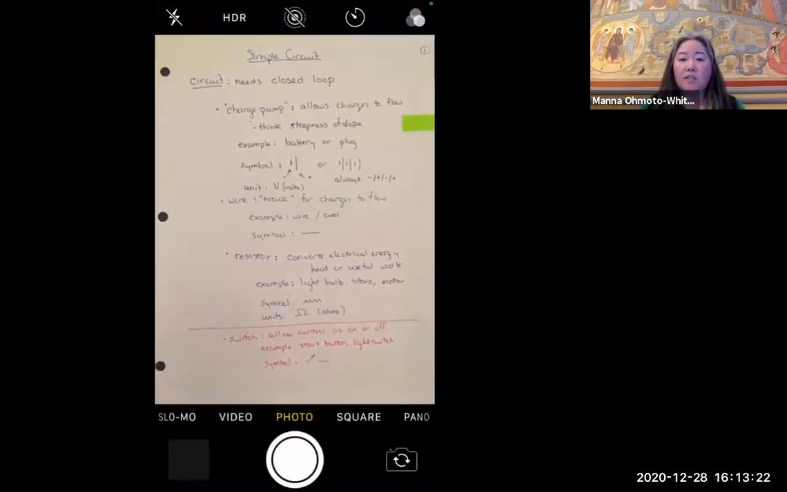Right, just the parts of a simple circuit. So a circuit, the name circuit means a closed loop. It comes from the word circle, right? So you have to make sure that you have a closed loop.